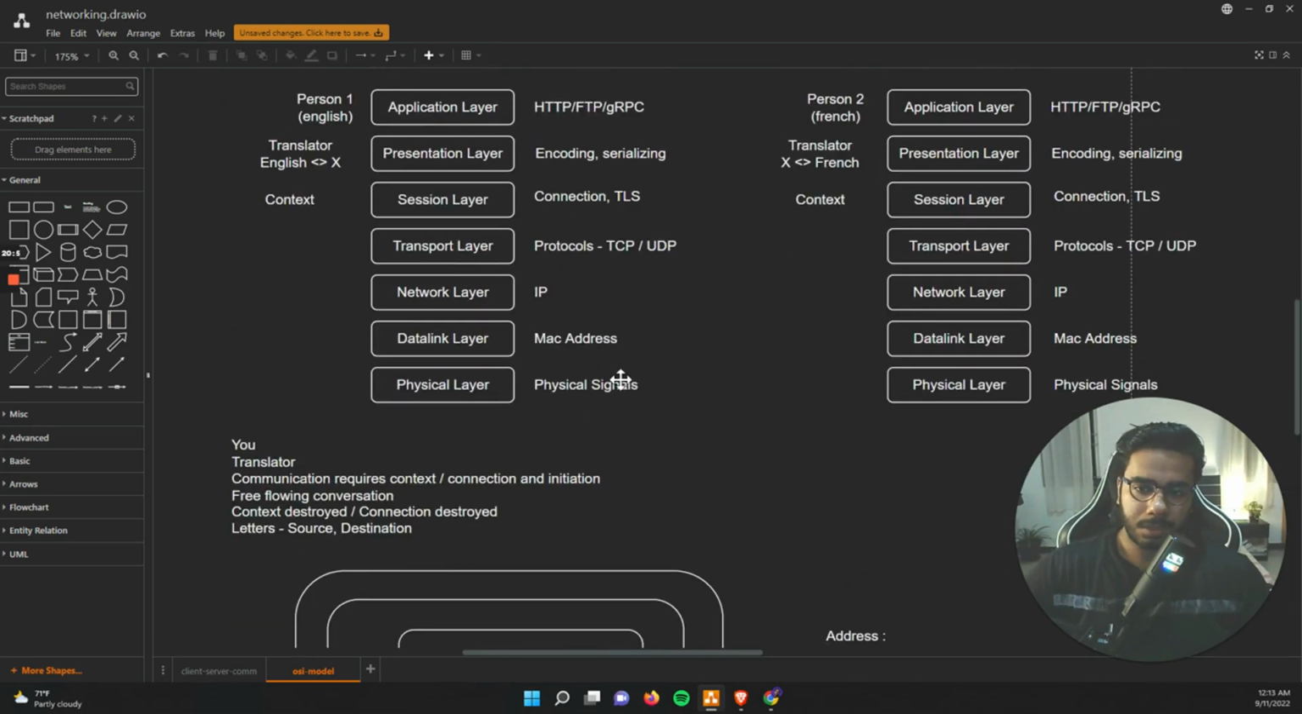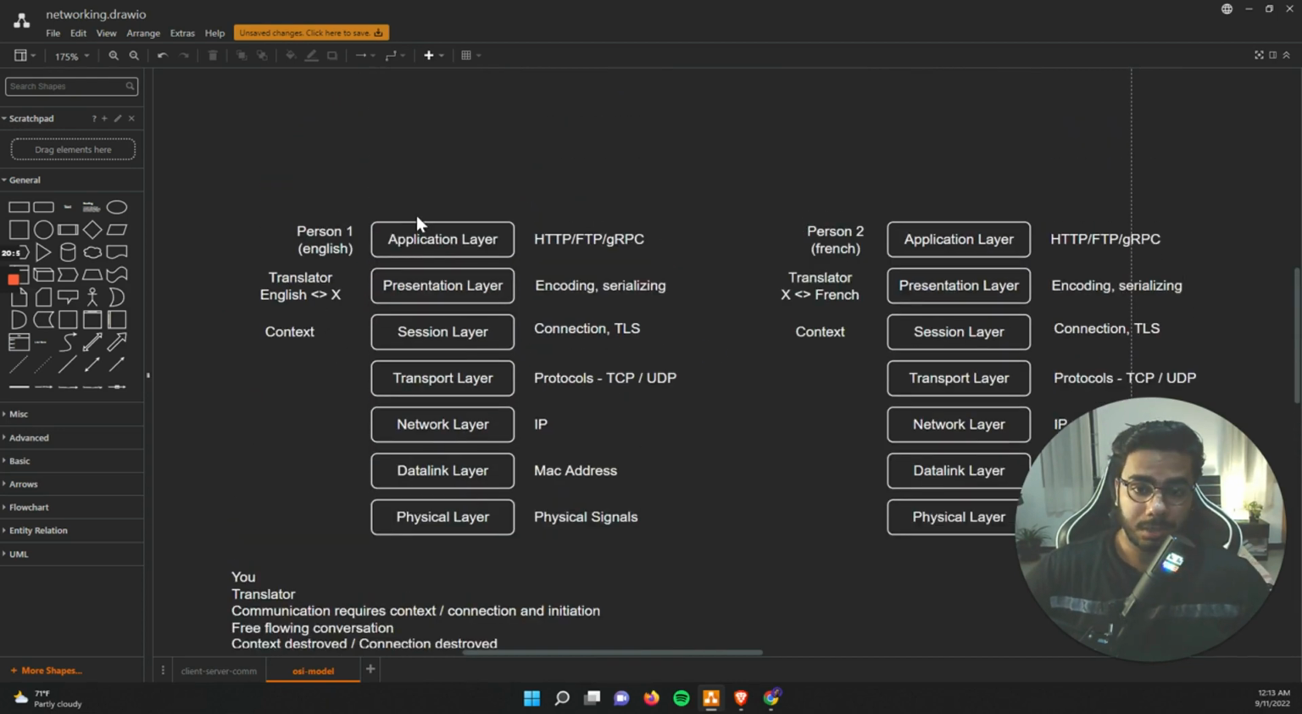So yeah, let's say basically that's all about it on a very basic level of understanding. If you want to summarize the whole OSI model in a very simple manner, what you need is one person, one translator for the context of the conversation so that it's maintained true, and 3 layers of packaging. That's all.